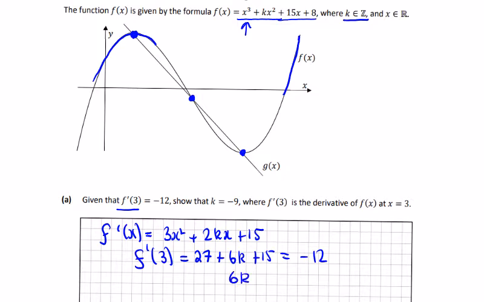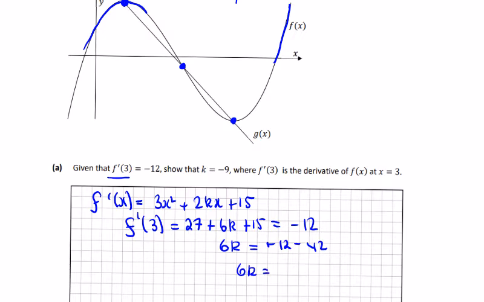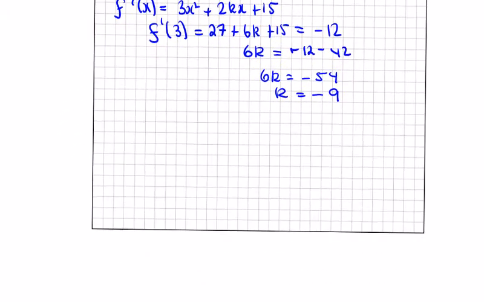So 6k is equal to minus 12 minus 42. So 6k is equal to minus 54, so k is equal to minus 9. And we're asked to show that k is minus 9. So, a nice easy start to this question.